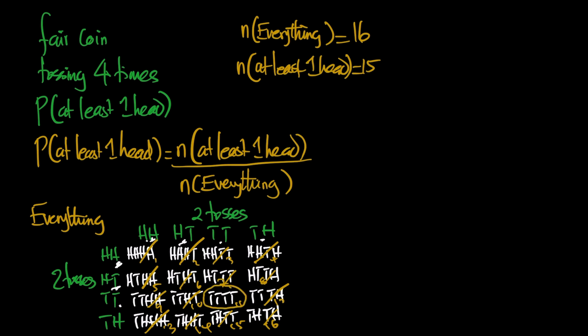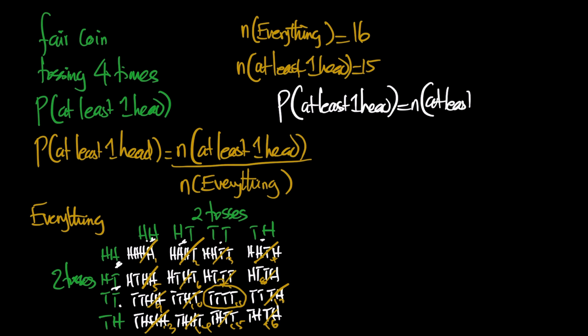So therefore, we are able to solve our problem. We are able to find the answer to our problem. So the probability of finding at least one head is the number of at least one head divided by the number of everything.